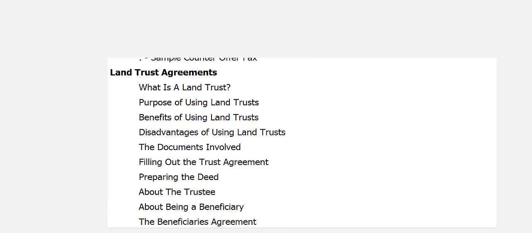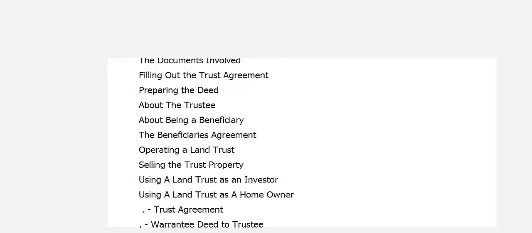And we find out what is a land trust, what's the purpose of using land trusts, what are the benefits of using land trusts, what are the disadvantages of using land trusts, the documents involved, filling out a trust agreement, preparing the deed, about the trustee, about the beneficiary. Beneficiaries agreement, what does that look like?